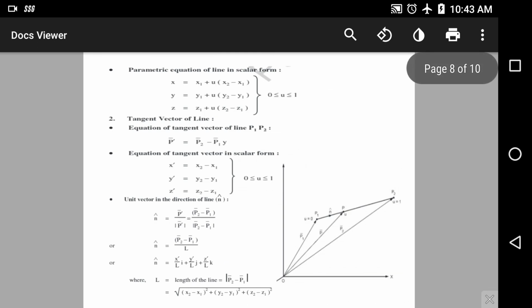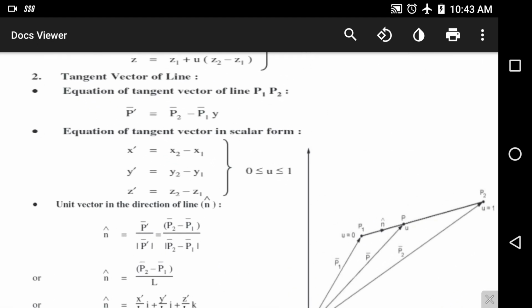Along with this, we need to find the tangent vector of the line. In the equation of the tangent vector of the line P1, P2, we have P dash bar equals P2 bar minus P1 bar. But I wanted to write it in scalar form. So P dash has x dash, y dash and z dash, P2 has x2, y2, z2 and P1 has x1, y1, z1. So x dash equals x2 minus x1, y dash equals y2 minus y1, z dash equals z2 minus z1, where u goes from 0 to 1.